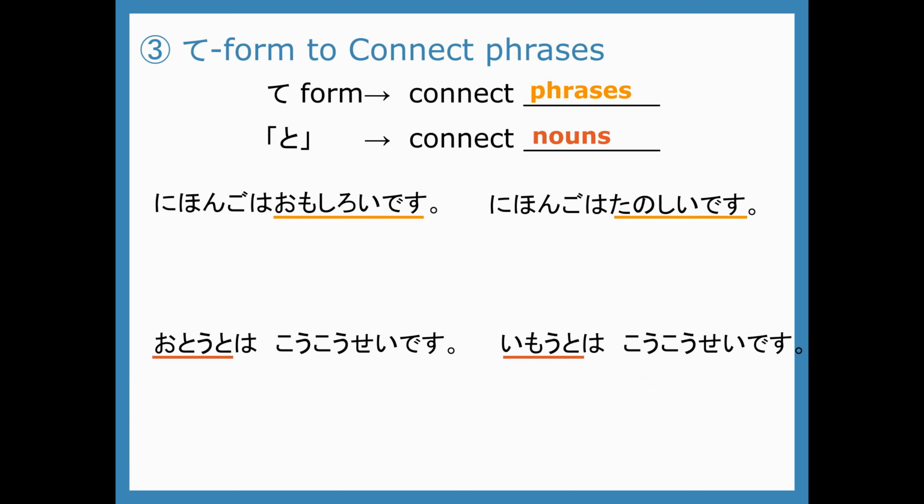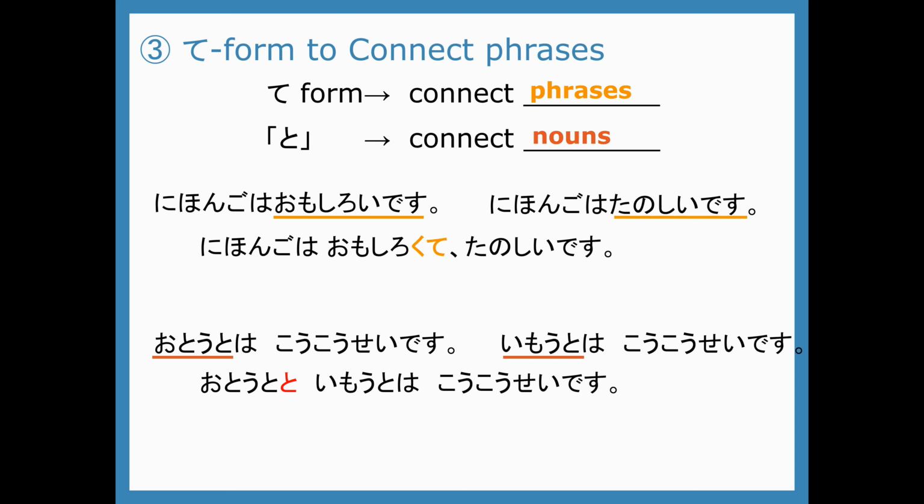So let's take a look at these first two sentences. 日本語は面白いです。日本語は楽しいです。How would we combine them? We want to use te form, so we get 日本語は面白くて楽しいです. Whereas if we're combining these two, 弟は高校生です. 妹は高校生です. All we are doing is putting together a couple nouns. So we want 弟と妹は高校生です.